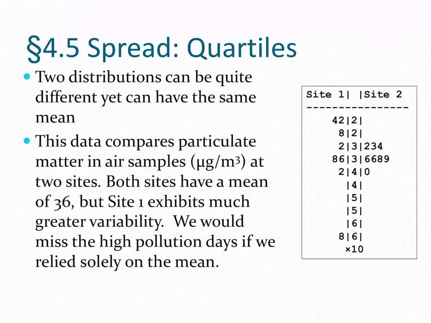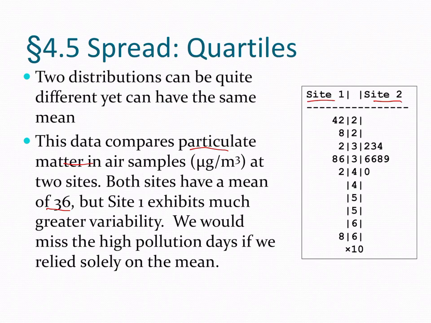So here we're going to look at two different sites that are measuring particles of matter in the air samples at two different sites, site 1 and site 2. Both sites have a mean of 36, but site 1 exhibits a much greater variability. We would miss the high pollution days if we relied solely on the mean, right? So if the mean is 36 for both sites, we'd say, oh, they're very similar sites.